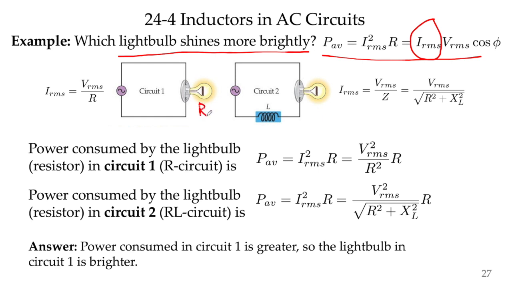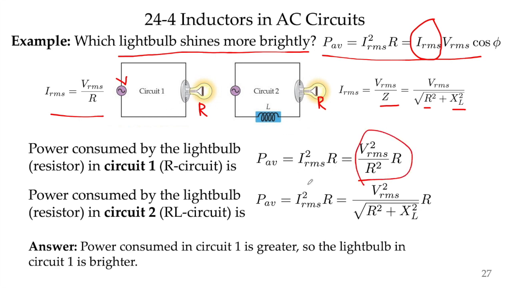this is just an R circuit. If just R, the current is given by Ohm's law, V RMS here from the source, divided by R. But if you have an inductor, now you have to divide it by the impedance, which is a combination of R of the light bulb and the reactance of the inductor.